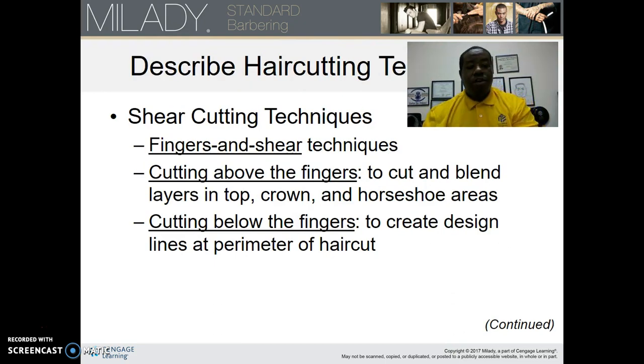As we move forward, finger and shear techniques. Finger and shear techniques is what's primarily used whenever you're using shear over comb or finger and shear work.